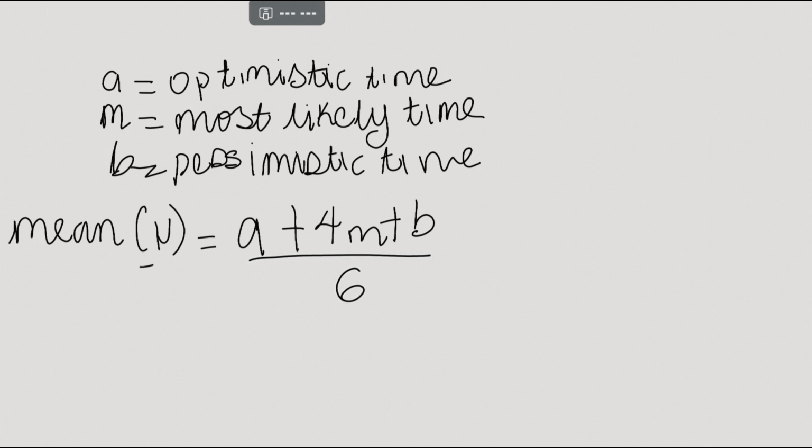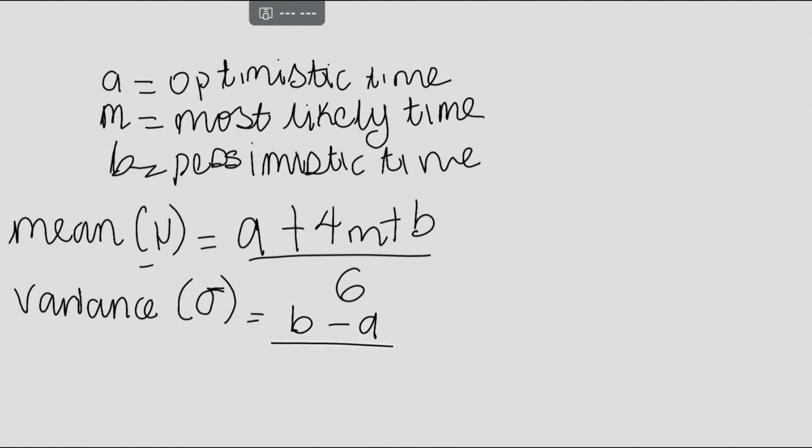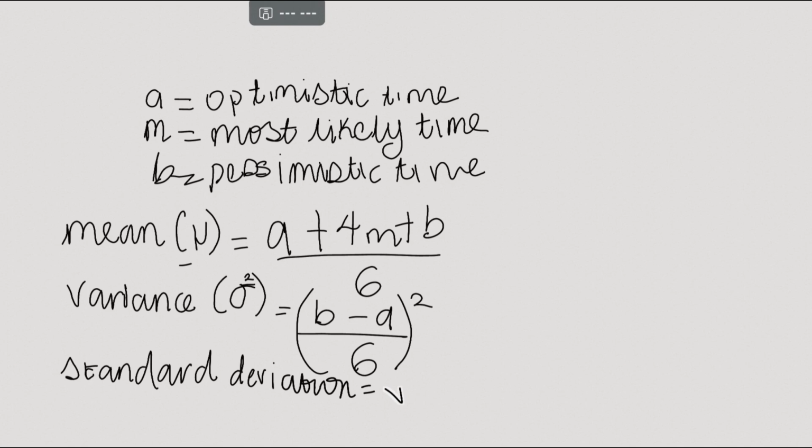Then your variance, which is represented using this symbol, is B minus A all over 6, squared. And your standard deviation is usually the square root of the variance, which is B minus A over 6.